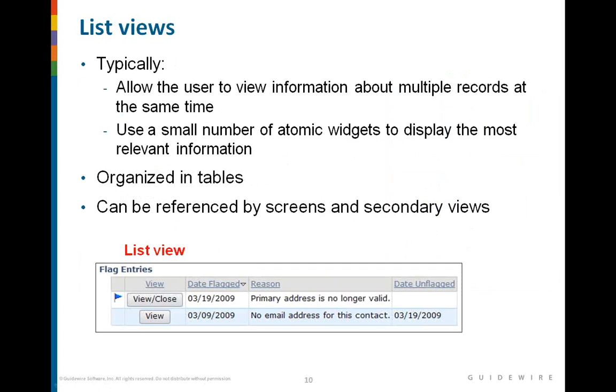Each and every record will point to a single vehicle. But if you click the view or edit button on one record, it will open another screen, and in that screen you will find the complete information about the vehicle. That is how we can handle list views in Guidewire applications. They are organized in tables, and similarly can be referenced in screens and secondary views.